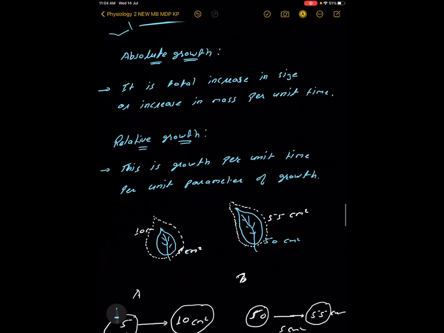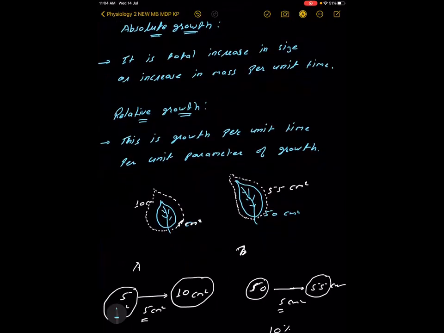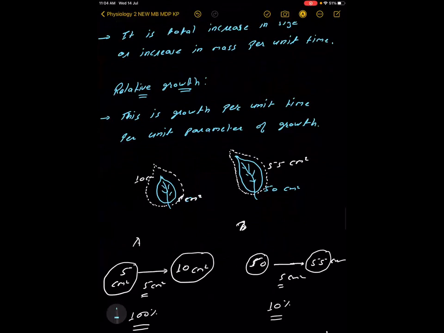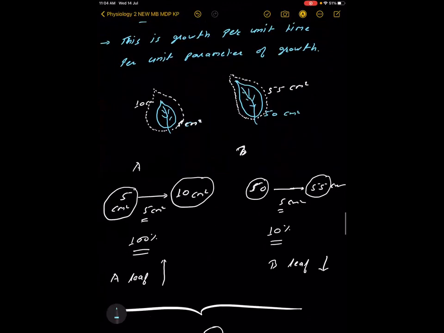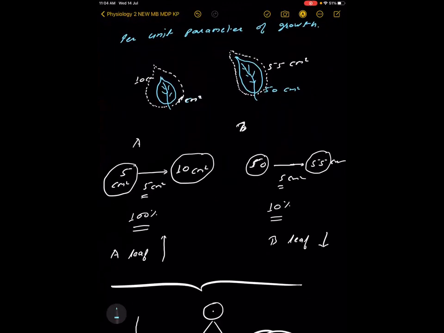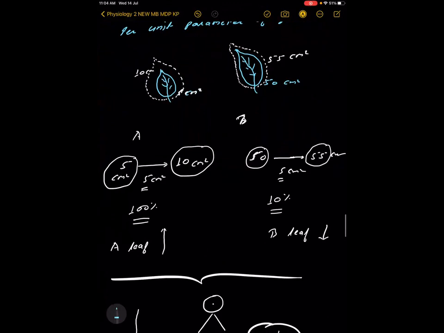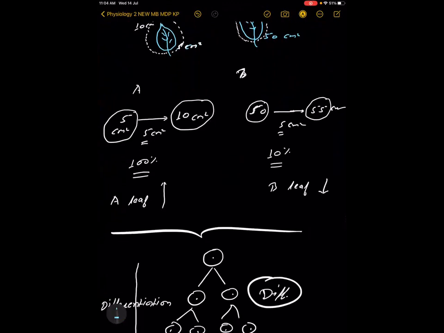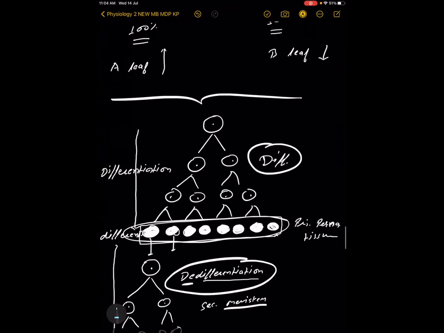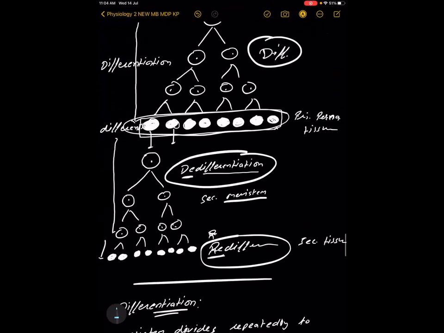Absolute growth means total increase, total growth in a given time. Relative growth means there is a comparison between two leaves mostly, and they have to achieve a particular size. For the same area, they grow differently. So A grows fast, 100% growth occurs. In B case, it is only 10% growth. It grows slow.